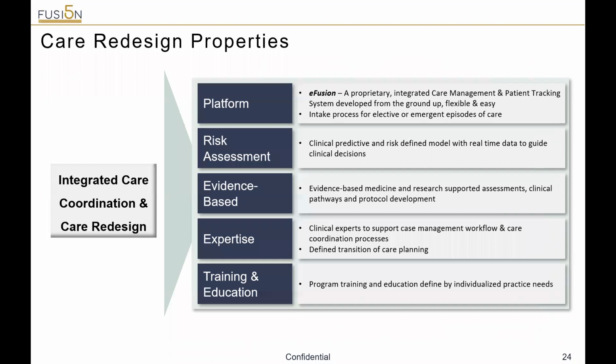A platform to do this, we have a proprietary case management platform called eFusion. That works for elective and emergent cases, as well as any other type of episodes that are even not Medicare. It includes risk assessments, so you can have a predictive model in terms of identifying high-risk versus low-risk patients because they will adjust touch points. It is evidence-based. Fusion 5 has the expertise in order to support case management workflow and transition of care planning. And then we have ongoing training and education, very much like this webinar is.